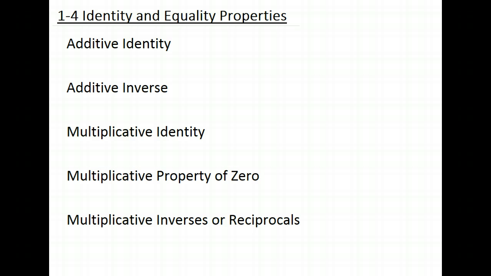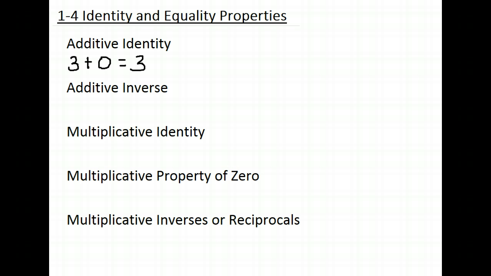The first one we're going to talk about is additive identity. And what this is, the sum of any number and 0 is the number. So an example is 3 plus 0 equals 3. And so if we're trying to solve and find a solution, we can use this property to be able to determine the value of a variable.